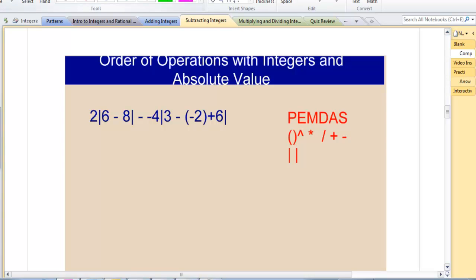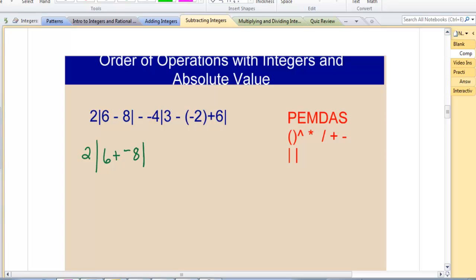Next, we're going to apply subtracting integers to the idea of absolute value. And so let's look at this first example together. So here we have 2 times the absolute value of 6 minus 8 minus negative 4 times 3 minus negative 2 plus 6. So the first thing I'm going to insist that you do is go through and change all subtraction to addition. Just rewrite this problem changing all subtraction to addition.